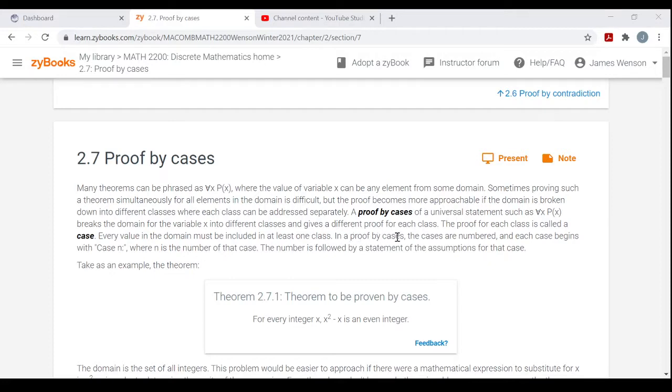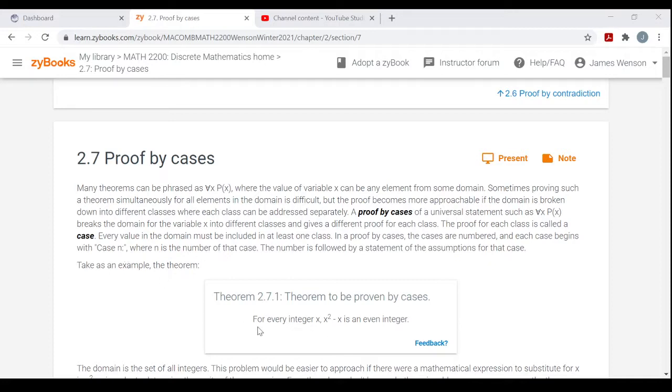In a proof by cases, the cases are numbered, and each case begins with case n. You'll see that when I write out some proofs in a second, where n is the number of that case. The number is followed by a statement of the assumptions for that case. So basically each case is kind of like a mini proof. You're proving the statement is true for each case.